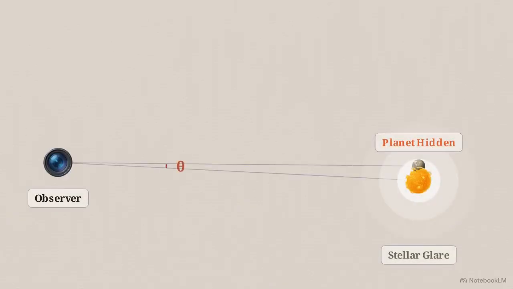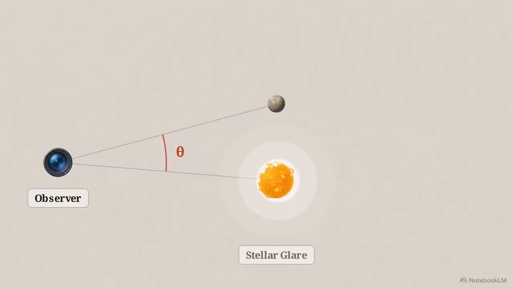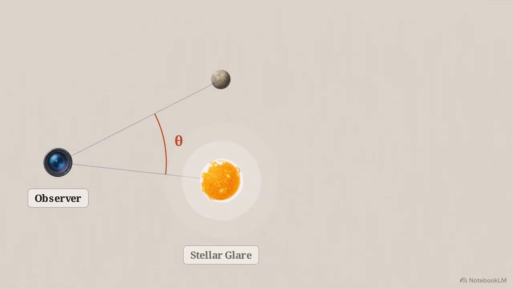For direct imaging, distance dictates angular separation. When a system is brought to within a few light-years, the physical gap between the star and the planet visually widens on our sensors, allowing us to physically separate the planet's faint light from the star's blinding glare.